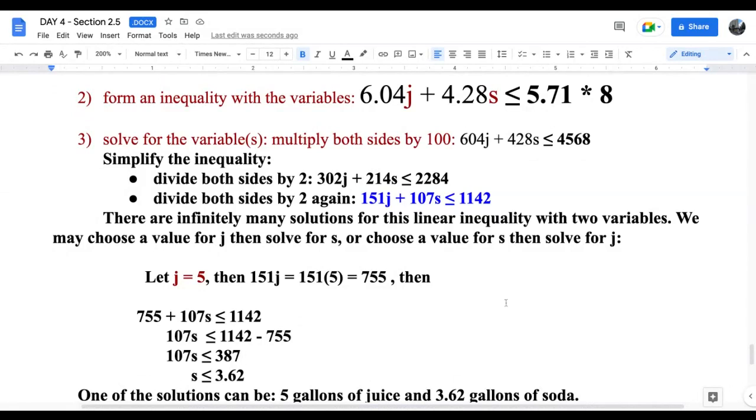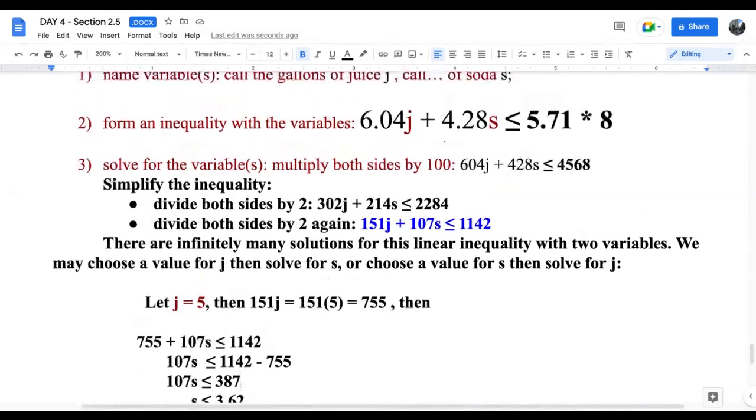Wait, Professor, why did you divide both sides by 2? Oh, because personally, I don't like to use calculators. So first I multiply each term by 100. Then I observe these numbers. I see all those numbers are even numbers, right? Because I want to simplify this inequality, I divide by 2. I want to make the numbers smaller.